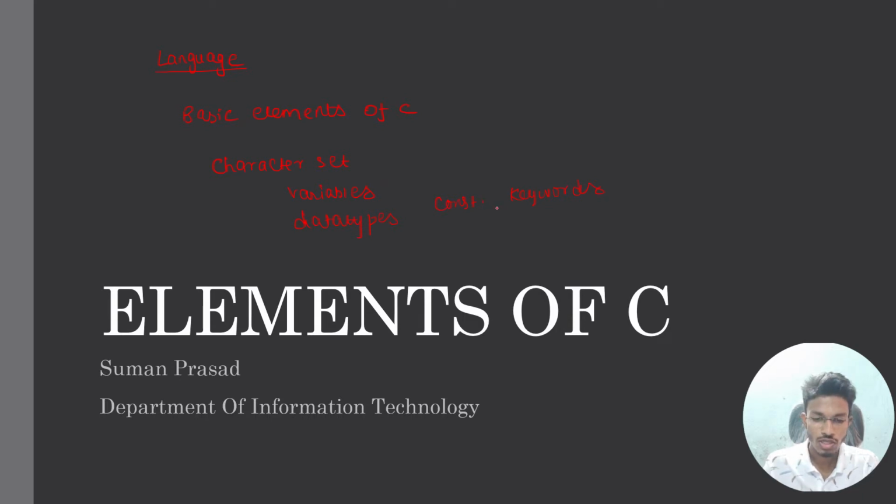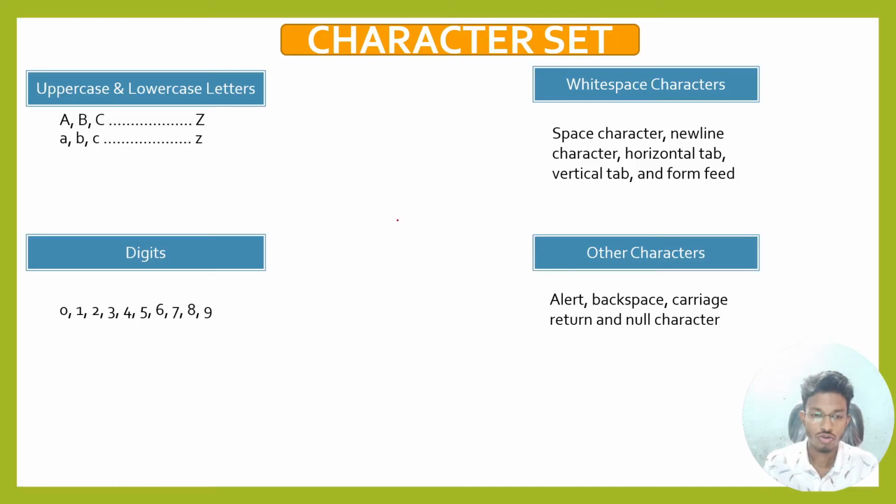Now, moving further, we are going to discuss some parts of these elements of C. The very first one is the character set. What are the character sets used in C programming? First of all, the first one is the uppercase and lowercase letters. These uppercase and lowercase character sets are used in the C programming language.